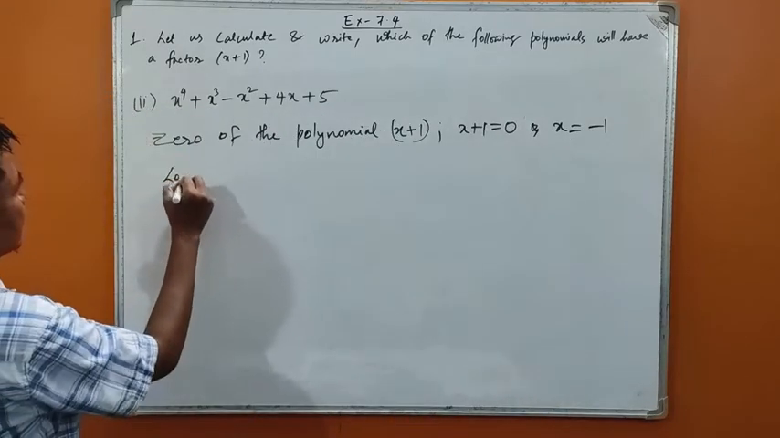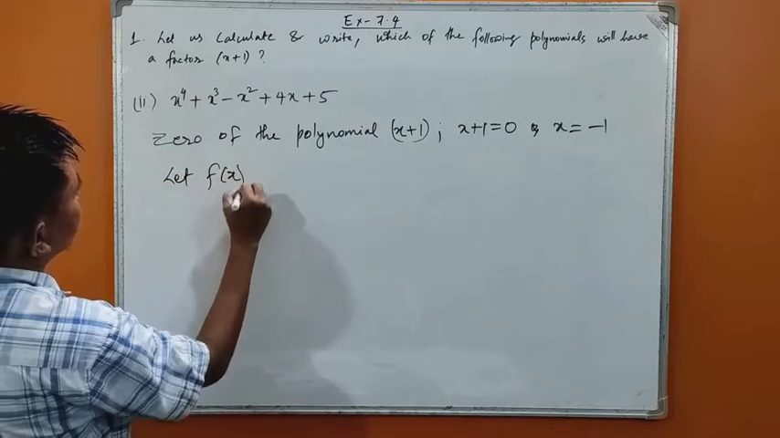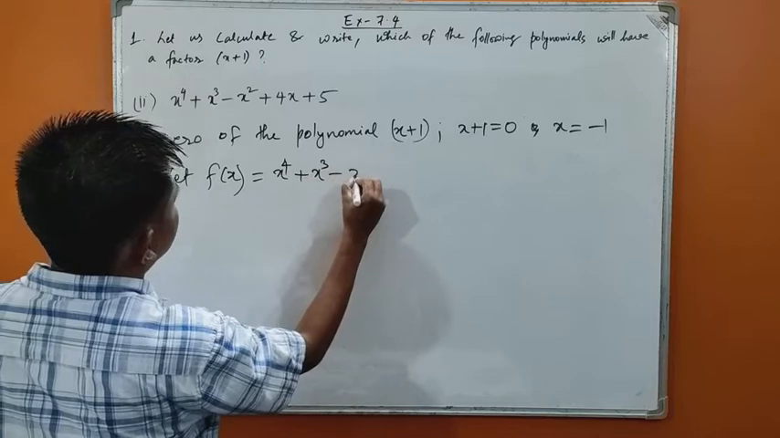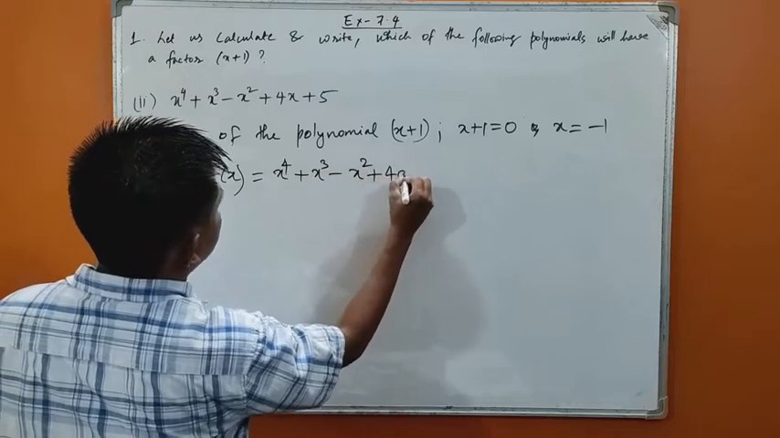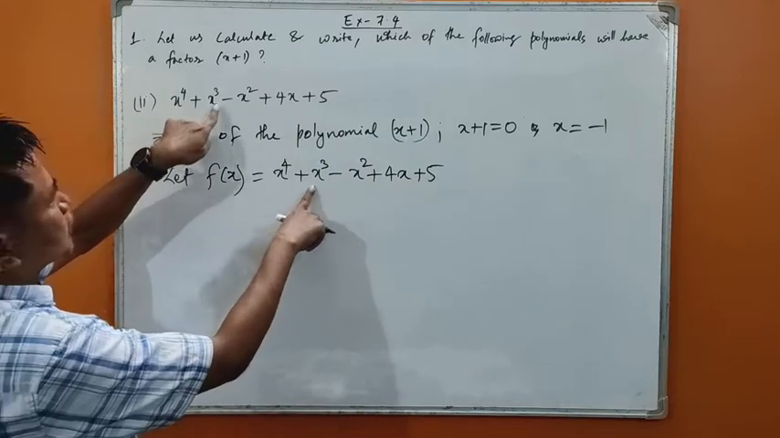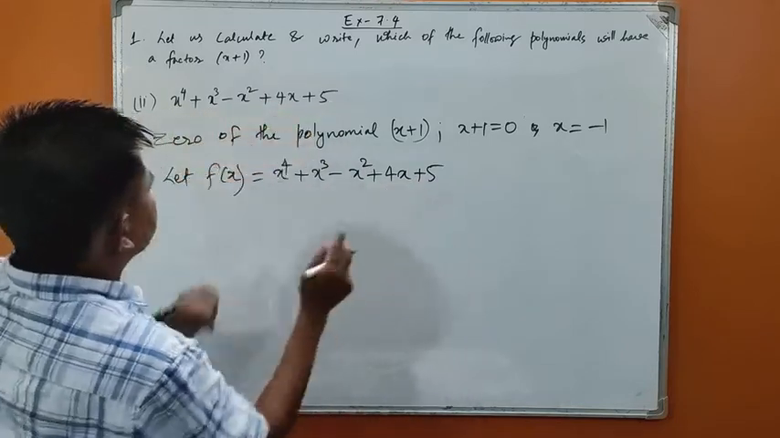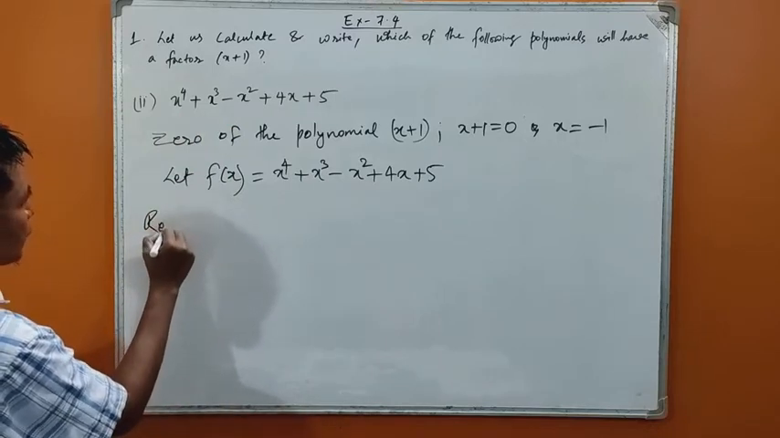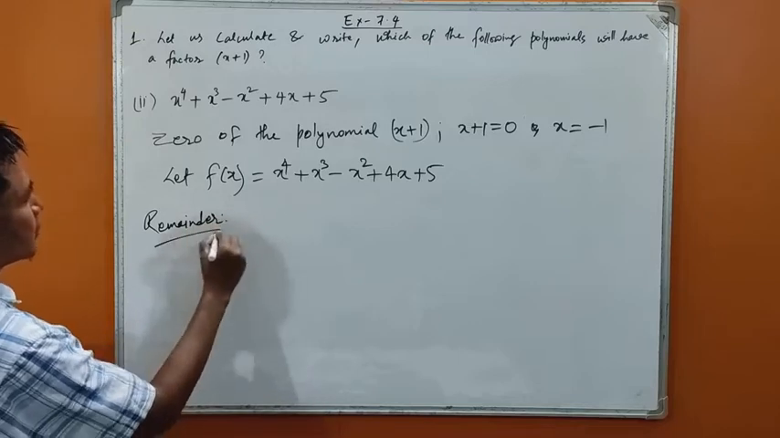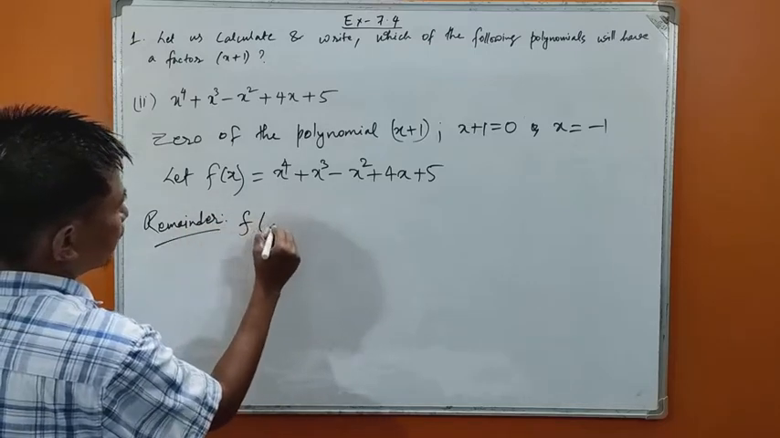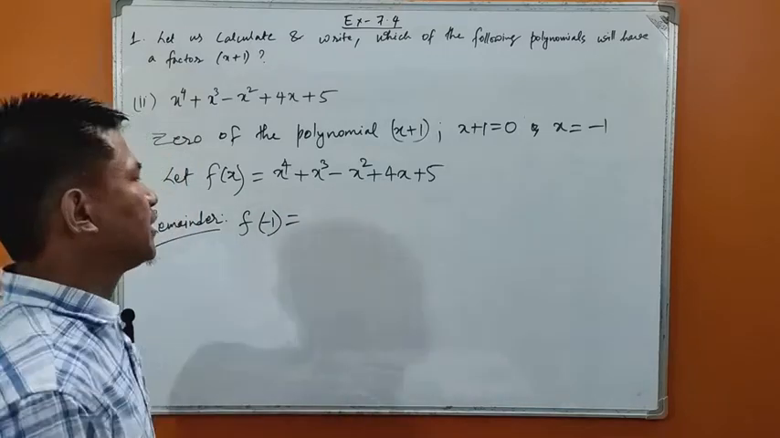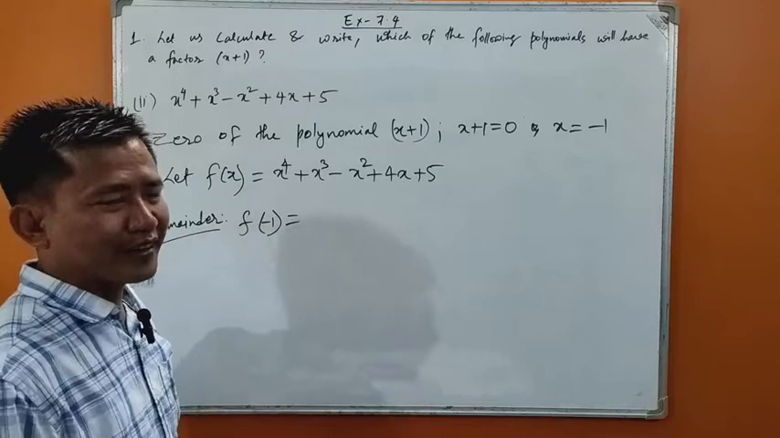So let f(x) equal x to the power 4 plus x cube minus x square plus 4x plus 5, isn't it? Now if the remainder comes 0, then x plus 1 will be a factor. We have seen this in the earlier question. So f(-1) is the remainder, from the remainder theorem. If you have not watched that video, please find the link below in the description.